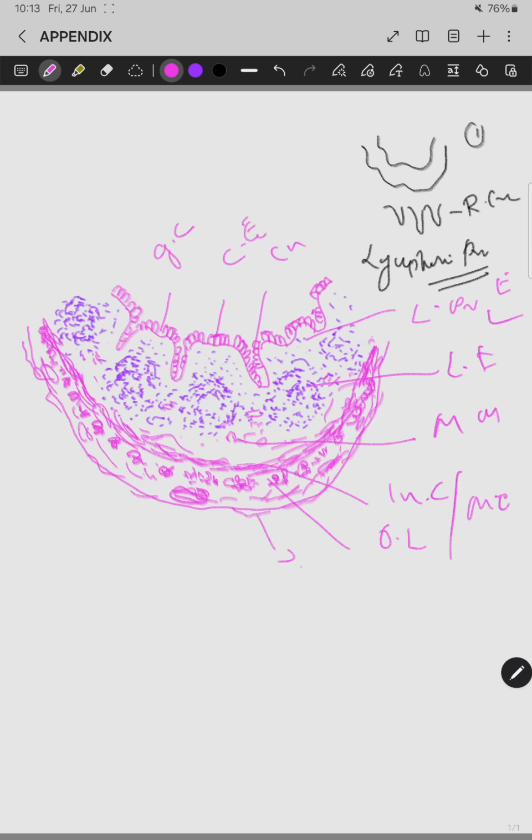And before completing the GIT slides, I have to tell you certain common points. One is that you can include in all parts of the GIT that the two enteric plexuses are there. There is Meissner's plexus and myenteric plexus. Myenteric plexus is between the circular and the longitudinal layers of the muscularis externa. Meissner's plexus is seen in the submucosa. This is common to all GIT. So you can add this point to any histological slide, even though it cannot be drawn.